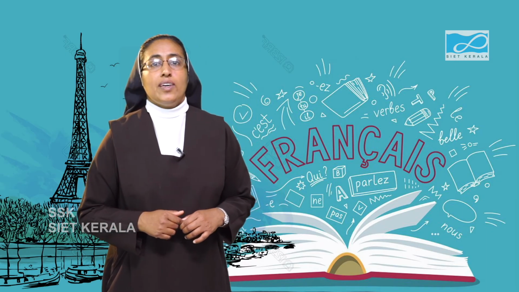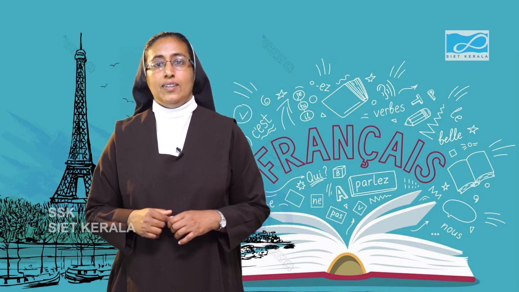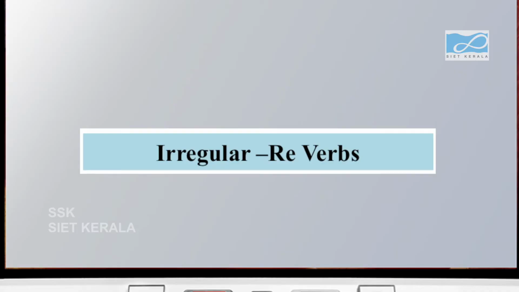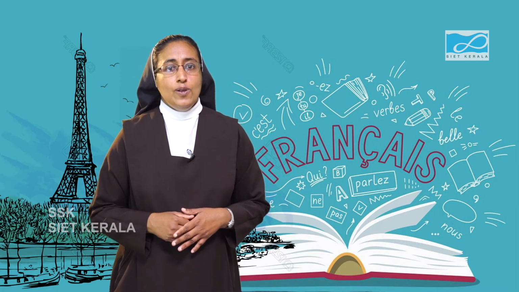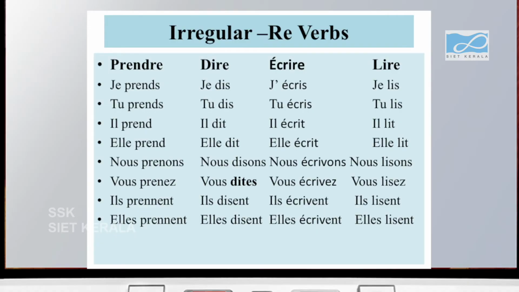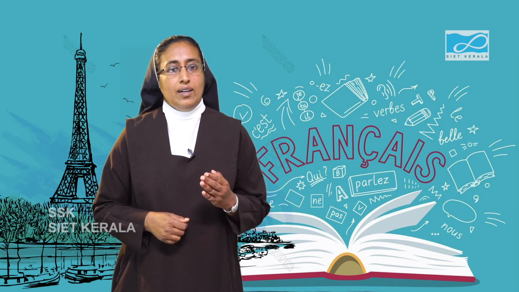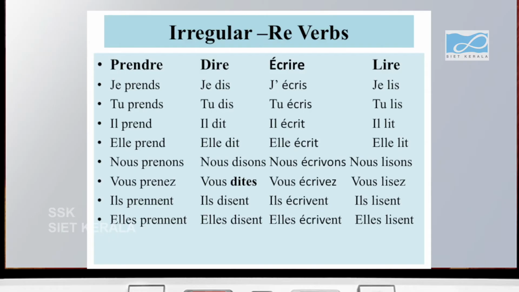Now let's look at some of the RE verbs which are irregular. They do not follow the rule that I mentioned to you just now. So let's have a look at the first verb given there, prendre. Prendre is to take. We came across conjugation of this verb in the fourth lesson. I think the first part follows the rule. So you delete RE and you add S, S, nothing. So je prends, tu prends, il prend, elle prend.